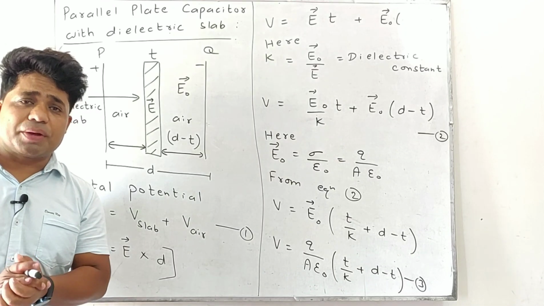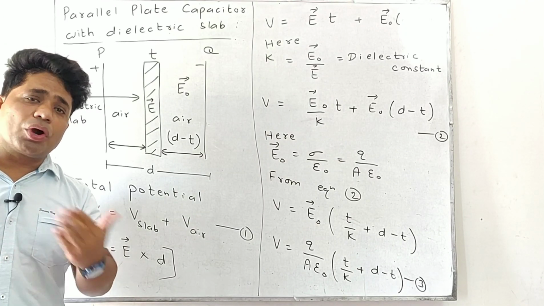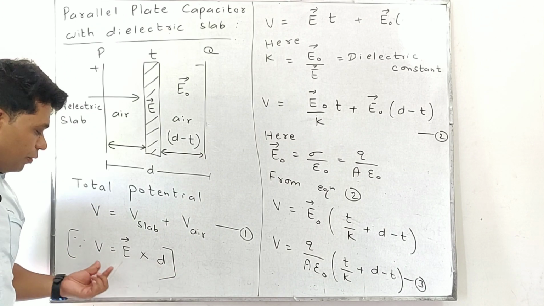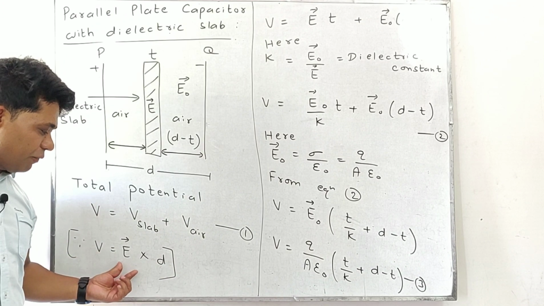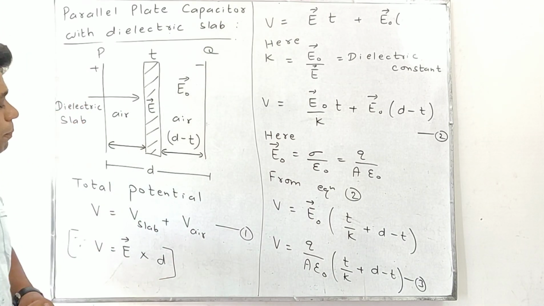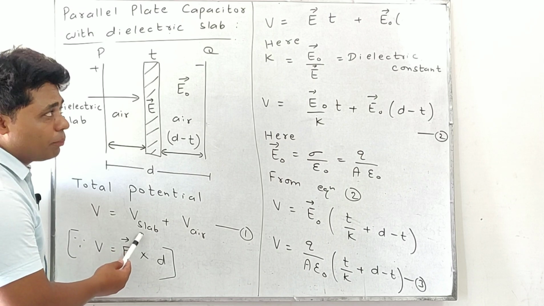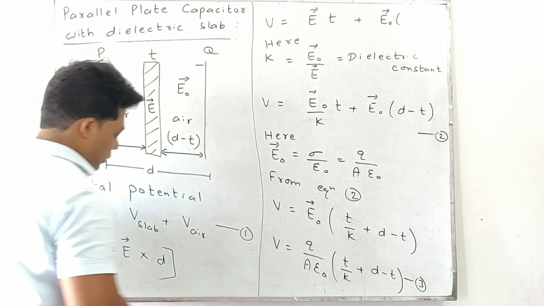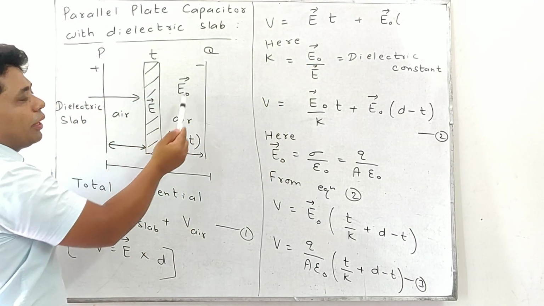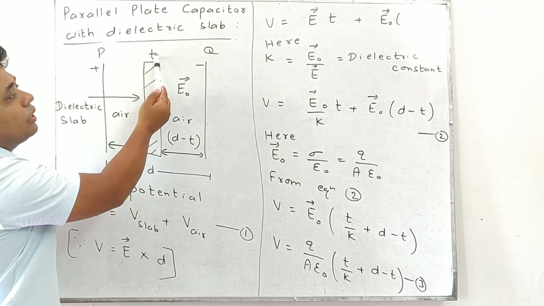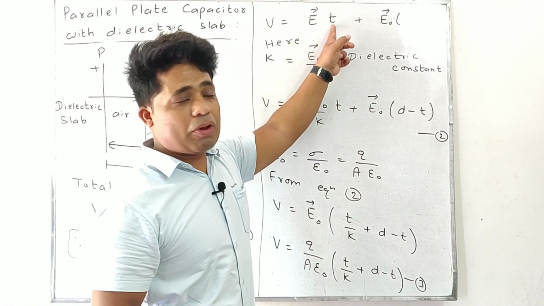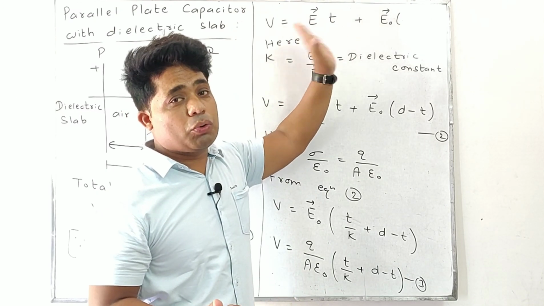Now, as we did last time, what is the formula of potential? What is the relation between electric field and potential? V equals E into D, where V is potential, E is electric field, and D is the separation between the plates. On account of this, for finding potential of slab, we require electric field of slab. Electric field of slab is E, and T is the thickness of slab. So electric field of slab into thickness of slab will give the potential of slab, E into T.